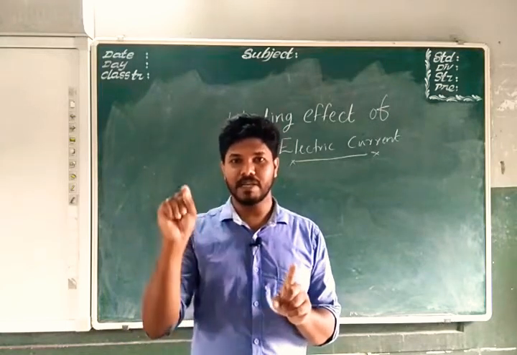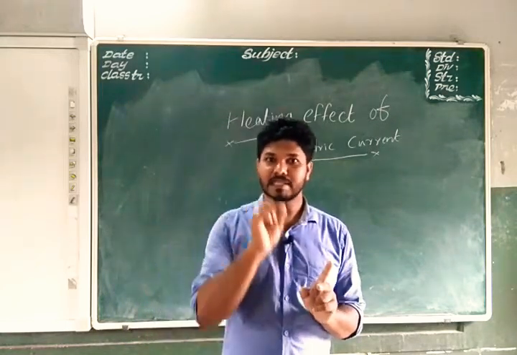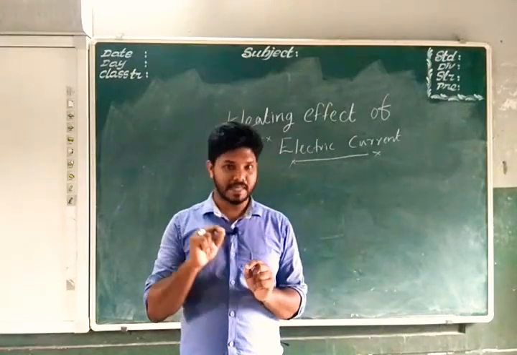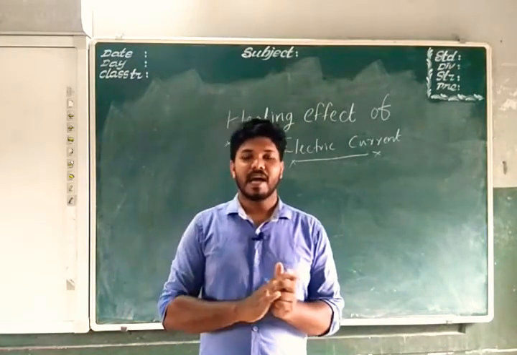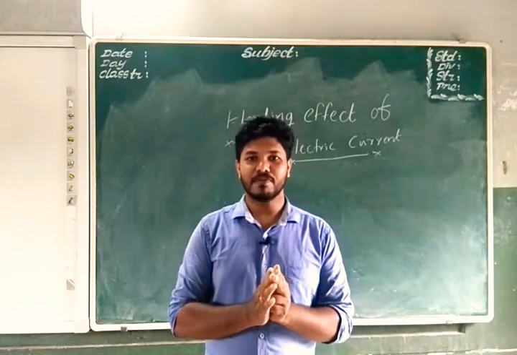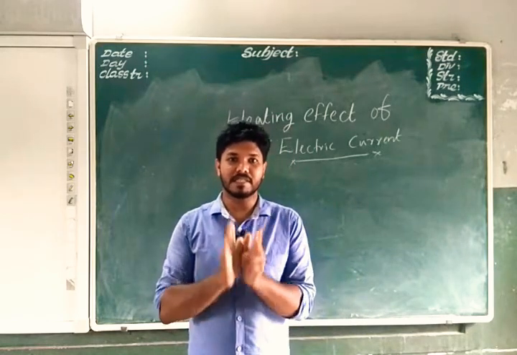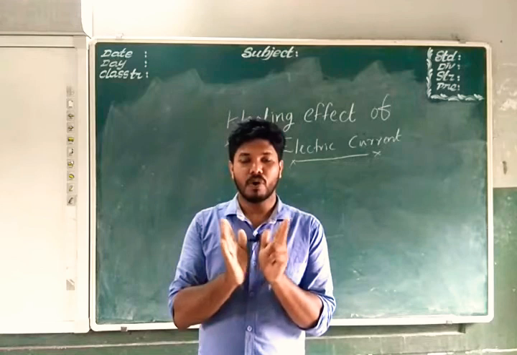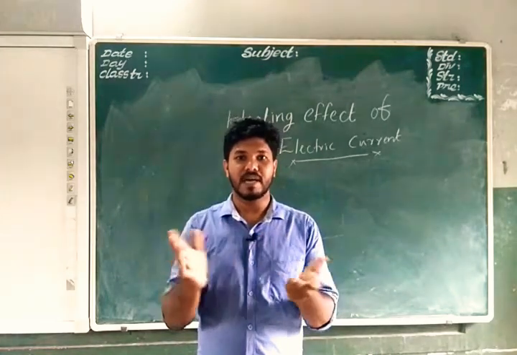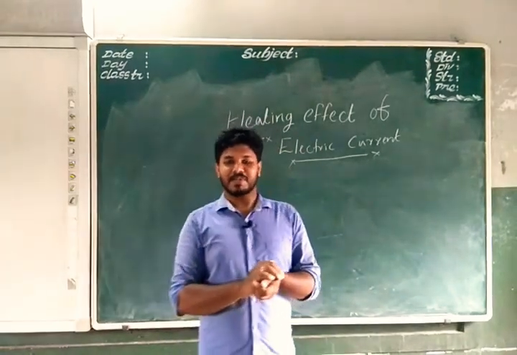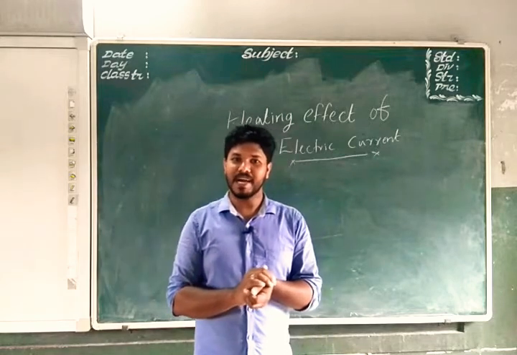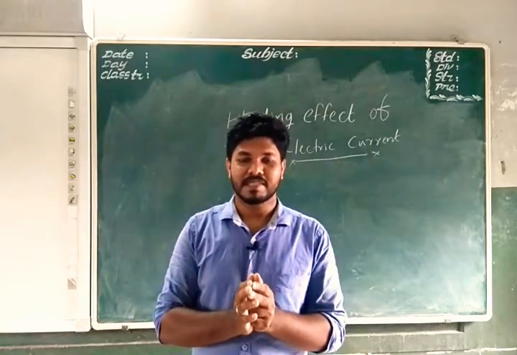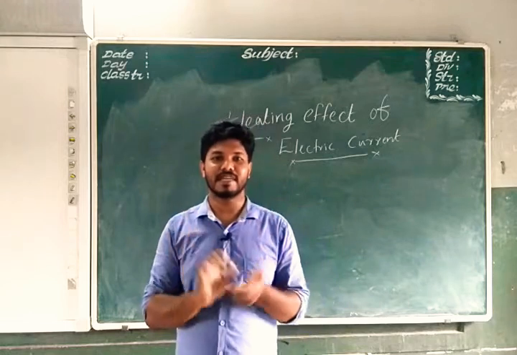It consists of a filament inside it. Mainly this filament is made from a metal called tungsten. And this also works with the help of the heating effect of electric current. When this tungsten becomes hot, it starts to produce light and heat. So that is the basic principle behind the glowing of a bulb, that is the heating effect of electric current.